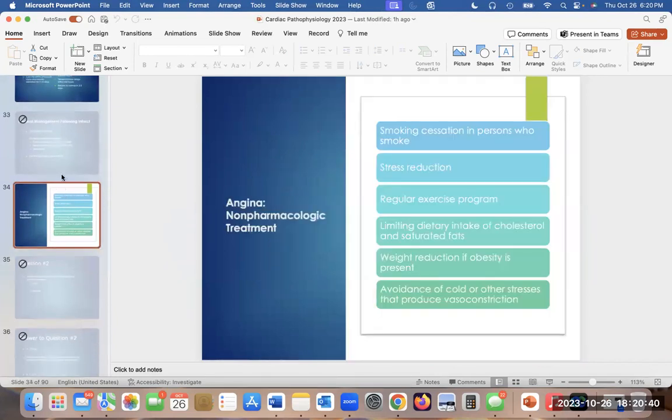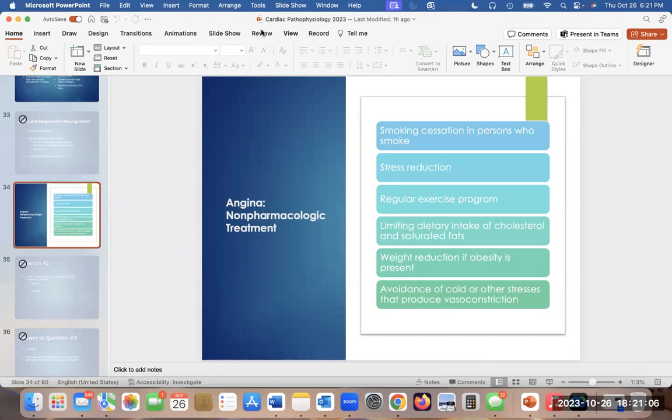I don't know why this is blocked off, but we already talked about different ways that we can treat it. Angina, non-pharmacological, right? How do we reduce stress on that heart from that ischemia without medications? Well, if they're smoking, is it plaque buildup? We want to reduce stress because stress can cause vasoconstriction and cause ischemia. Want them to exercise. We don't want them to have too much cholesterol because that can cause plaque buildup and that can cause ischemia. Weight reduction, right?